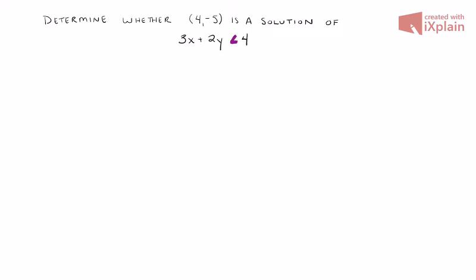As we looked at in previous sections within section 3, we can simply substitute those values into their appropriate places. Since we have a coordinate for x and y, we'll take 4 and drop it in for x, and we will take that -5 and drop it in for y. So the result will be 3 times 4 plus 2 times -5 is less than 4.